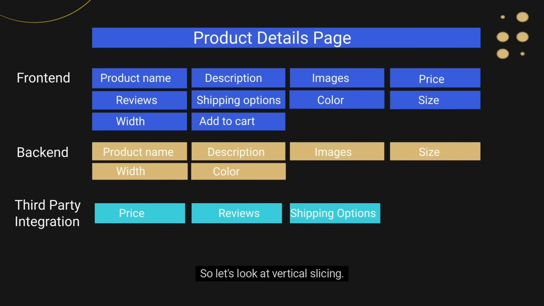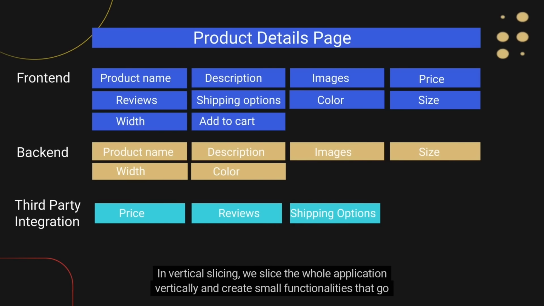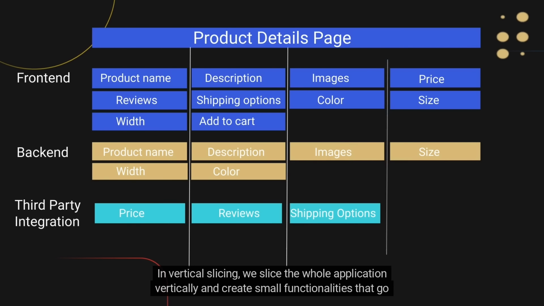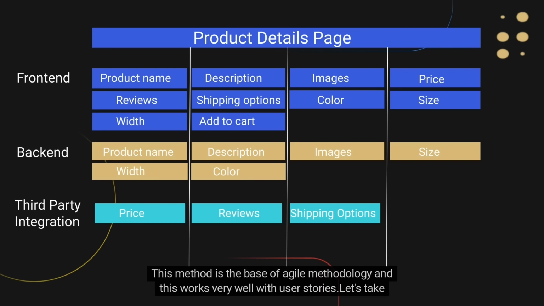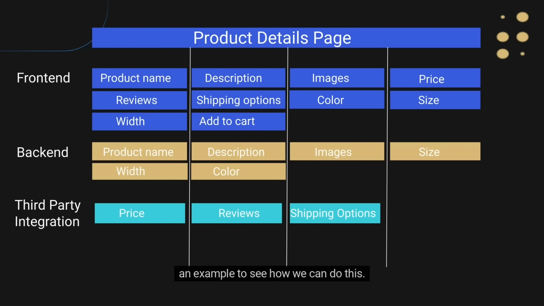So let's look at vertical slicing. In vertical slicing, we slice the whole application vertically and create small functionalities that go across the application. This method is the base of agile methodology, and this works very well with user stories. Take an example to see how we can do this.